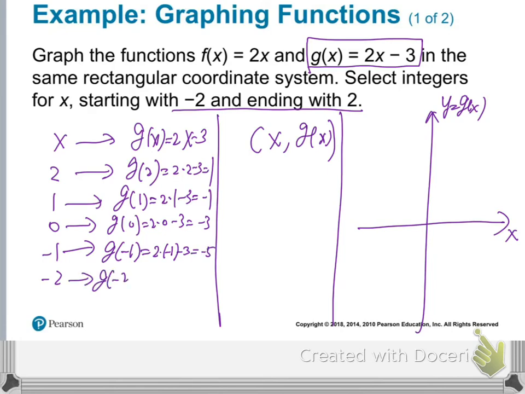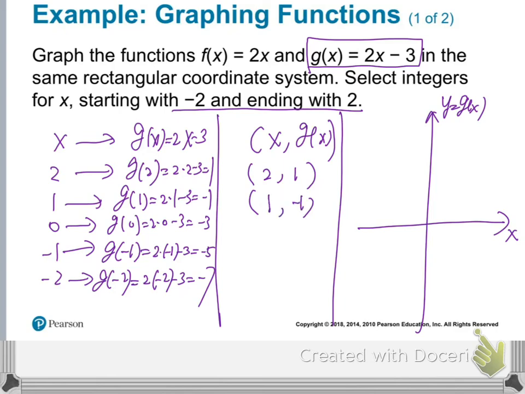The last one, g of -2. This is 2 times -2 minus 3, so -4 minus 3, -7. So we got input and output for 5 integers. Now we got 5 points: 2, 1. -1, -1.